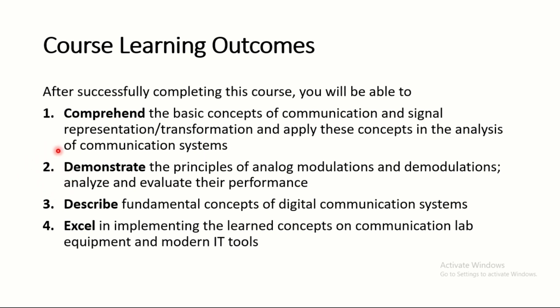Course learning outcome number 2 is to demonstrate the principles of analog modulation and demodulation, and then the analysis and evaluation of their performance. Course learning outcome number 3 is to describe the fundamental concepts of digital communication systems. And course learning outcome number 4 is related to the lab. This learning outcome is related to the implementation of the learned concepts on communication lab equipment and on modern IT tools. It means that after successfully completing this course you will be able to implement the learned concepts on communication lab equipment as well as in MATLAB.